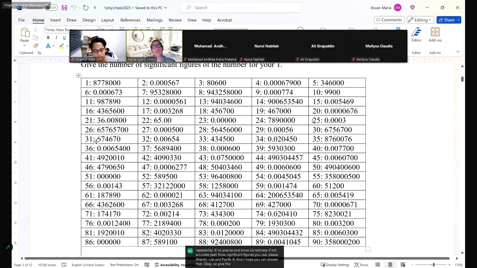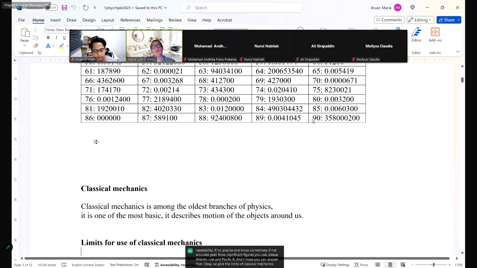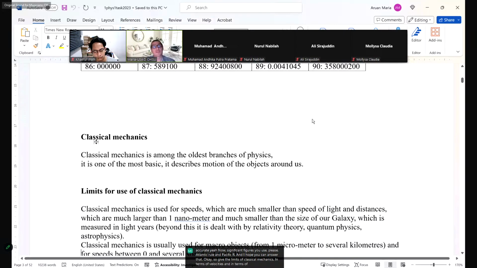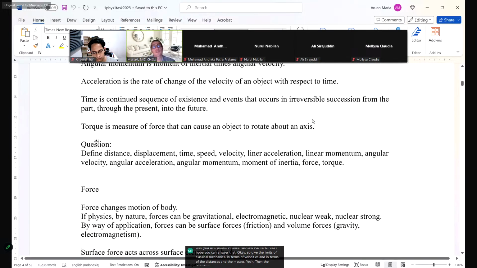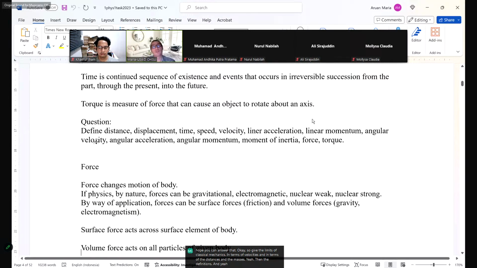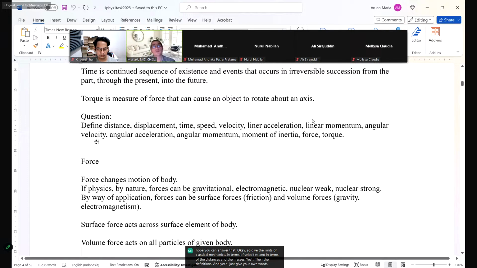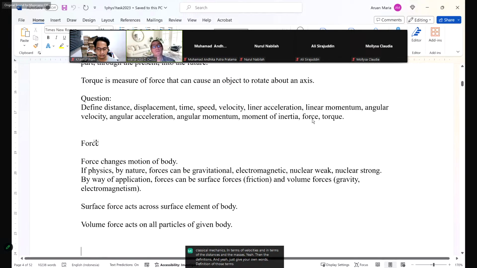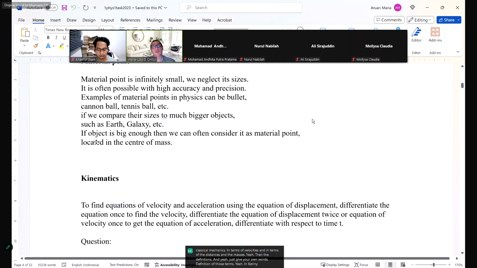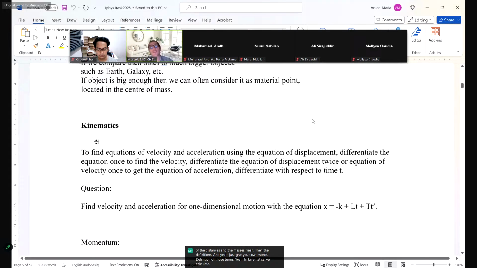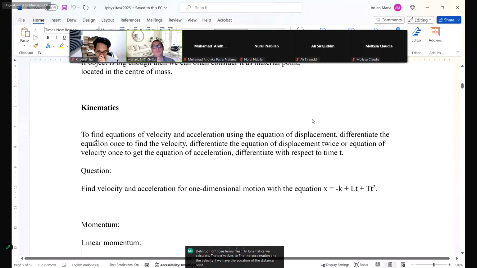Okay, so give the limits of classical mechanics in terms of velocities, distances, and masses, yeah? Then the definitions, and just give your own words definition of those terms. In kinematics, we calculate the derivatives to find the acceleration and the velocity if we have the equation of the distance, right?